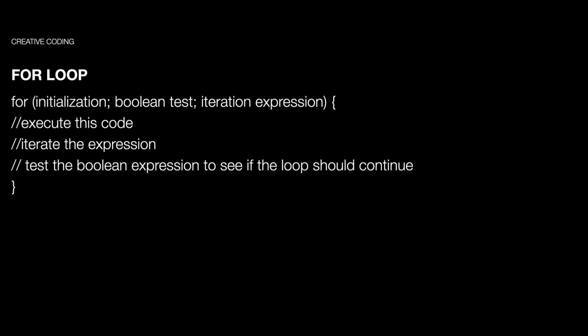Another loop that we're going to look at is called a for loop. What's nice about a for loop is that it's a compact way of using a variable like we did in that while loop, setting the Boolean test, and then iterating the expression, all within the first line. So that's all going to go at the top.